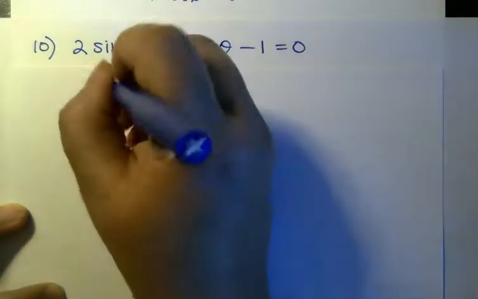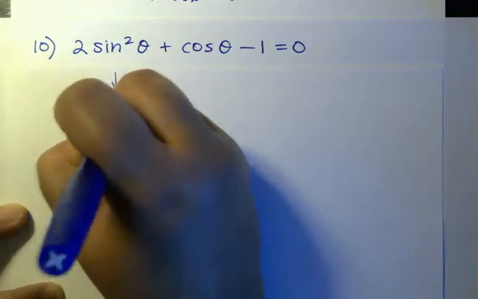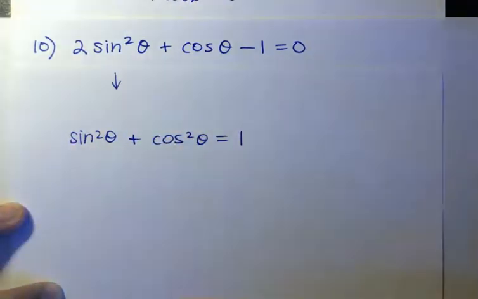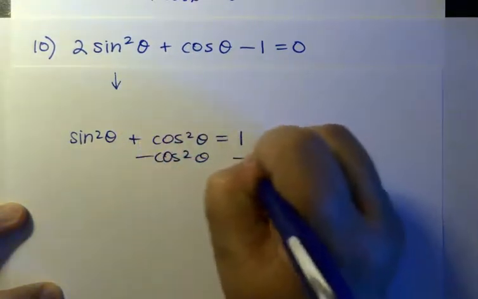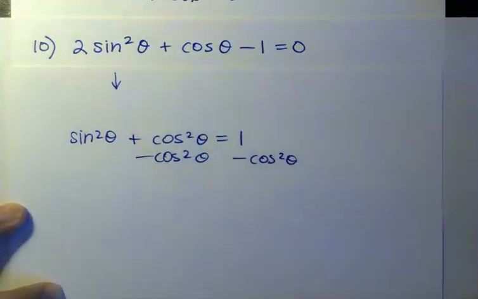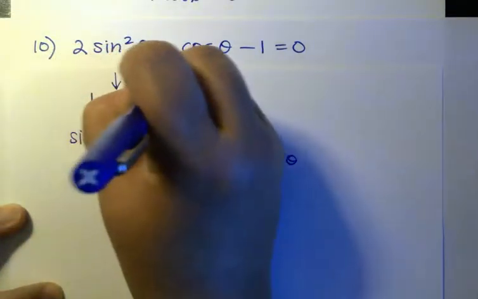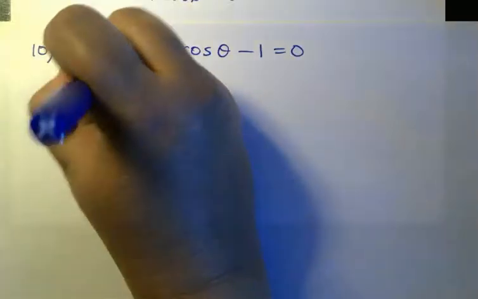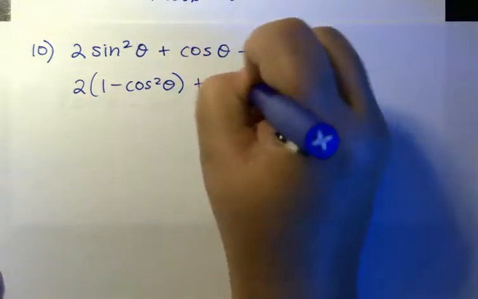In other words, I have a sine squared here. Remember that sine squared plus cosine squared is 1. Which means that sine squared is 1 minus cosine squared. So that's what I'm going to do. I'm going to rewrite that as 1 minus cosine squared. So I have 2 times 1 minus cosine squared plus cosine squared minus 1.